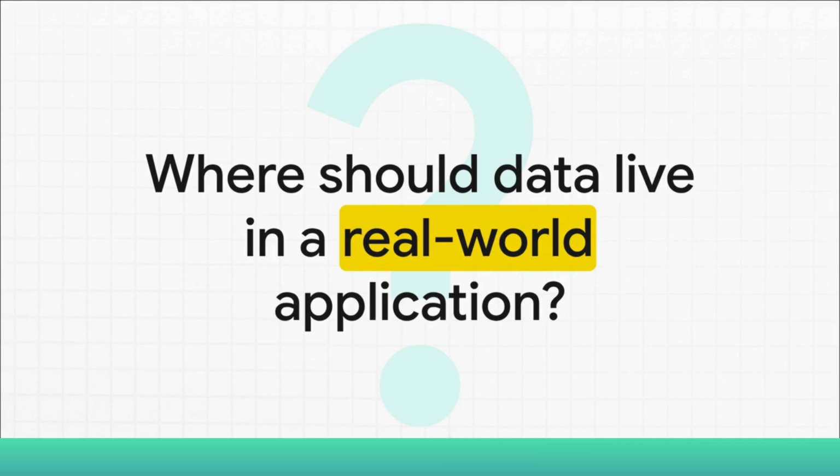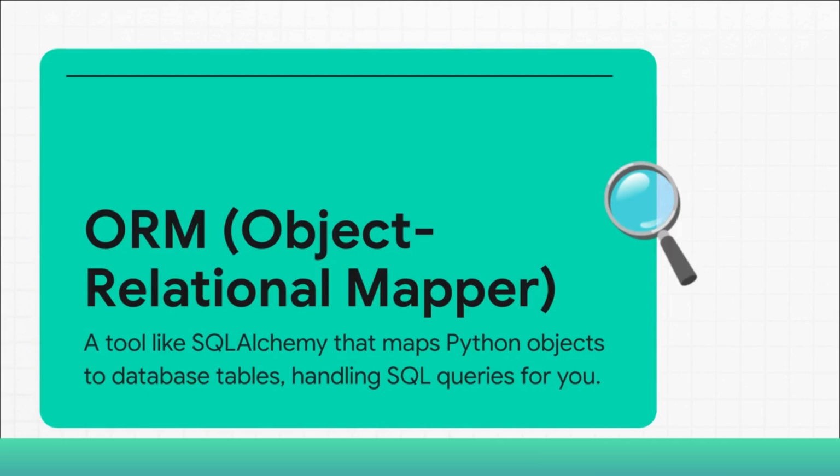But how do we get our Python code to talk to a database? Well, we use something called an ORM, or an Object Relational Mapper. A tool like SQLAlchemy is basically a brilliant translator. It lets us keep working with our nice Python product objects, and it handles all the messy, complicated stuff of writing the actual SQL code to talk to the database tables.